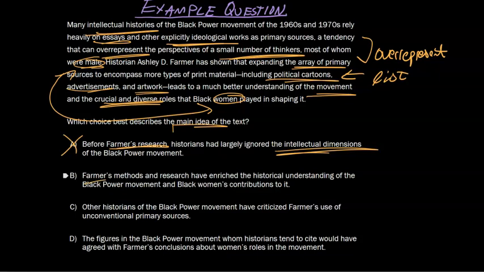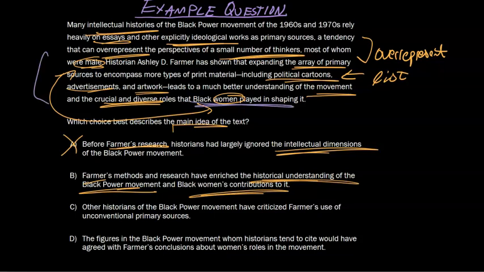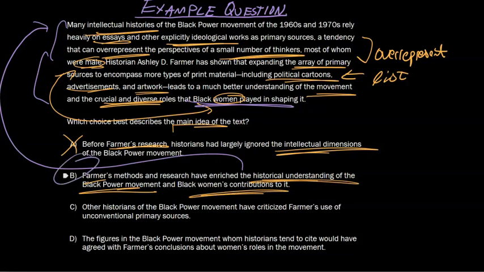Okay, now let's take another one. Farmer's methods and research have enriched historical understanding of the Black Power movement and the Black woman, the female Black contribution to it. I would say this is the correct answer, but we should always make sure to check our answers. Now, why do I say this is correct? Because this entire half of the thing here is telling you that she's contributing to the plethora of evidence that Black women played in supporting the Black Power movement. And this first part here is detailing what it was like before, showing that she was doing some enriching. So we see we're encompassing the entire passage with this answer choice.